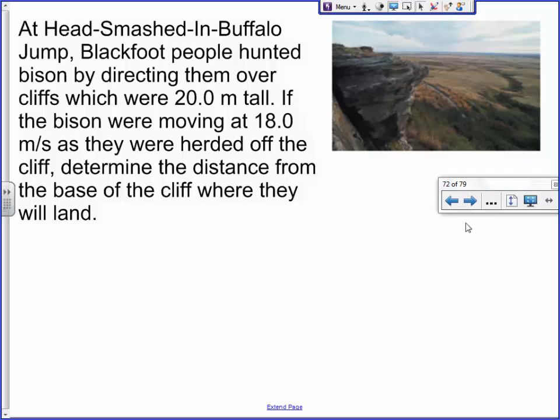Okay, another example. You guys ever been to Head-Smashed-In Buffalo Jump? You must have at some point. I actually haven't, which is really strange, so I never have been. So maybe you've heard this before. Blackfoot people traditionally used to take buffalo, herd them over the side of a cliff, and then they would die by falling off a really big cliff.